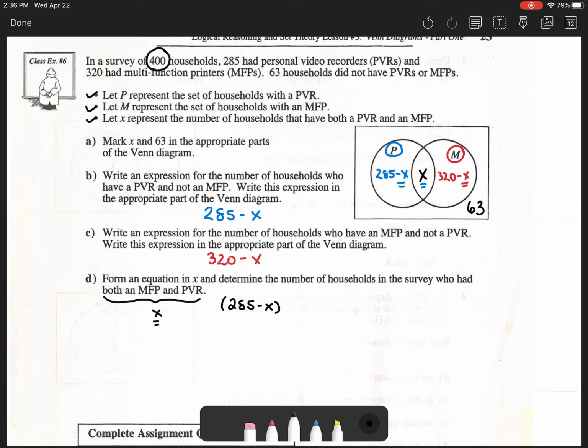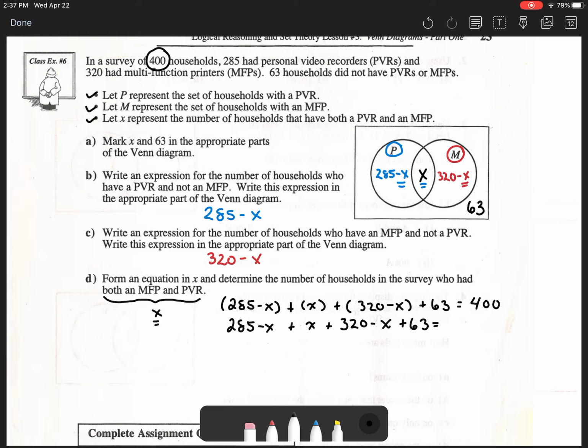Well, I have to add everything in the Venn diagram together and make it equal 400 because that was the number of households that were surveyed. So here's what I do. 285 minus X. There's the expression for the number of households with just a PVR. To that, I add the number of households that had both. To that, I add the number of households that had MFPs only, and then I have to also add the number of households that had neither, and that will equal the number of households surveyed, which is 400.